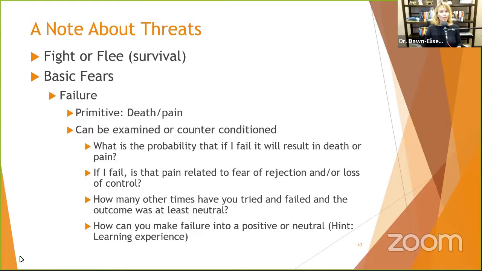Probably not huge. So we want to encourage clients when they start feeling anxious about either attempting change in treatment or attempting change in anything, whether it's trying to get a new job or whatever. If they start getting anxious about it, anxious about going into a job interview, okay, what's the probability that if you completely bomb the interview, your life is going to fall apart? And have them look at realistically what might be going on. Encourage them to look at how many other times they've tried something similar and failed, and the outcome was at least neutral. And how can they make failure into a positive or at least neutral experience?